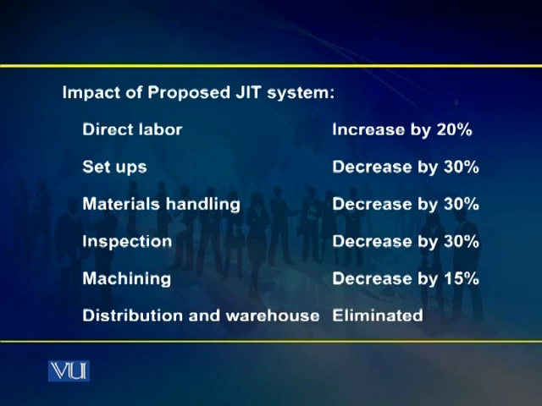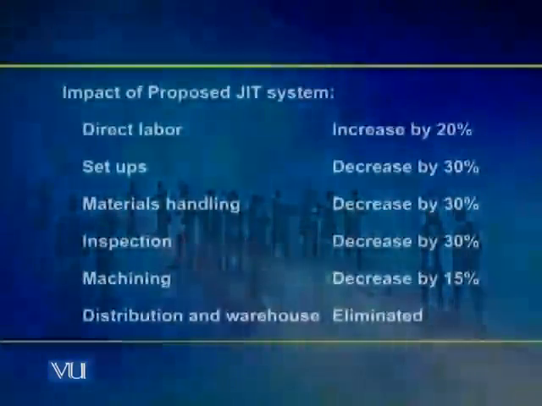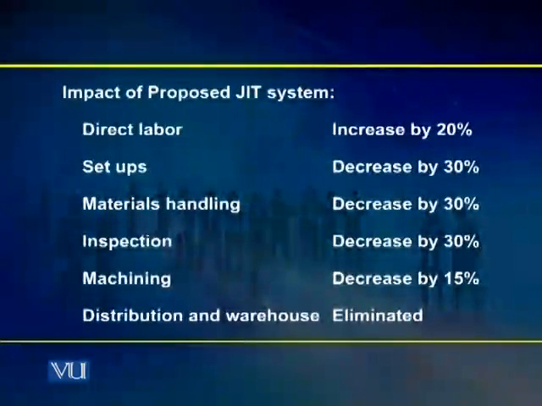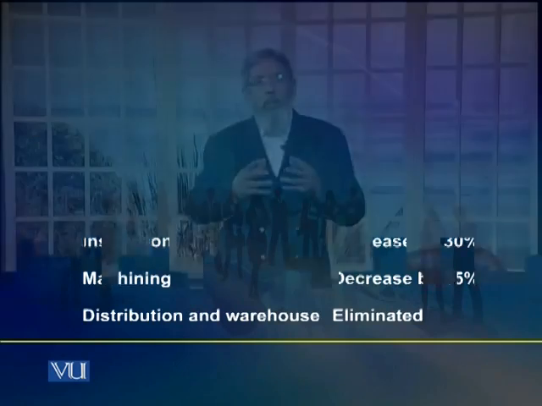By the introduction of a JIT system, you expect some costs to be changed. And as we can see here, and this might be almost typical, that when you introduce JIT systems, the direct labor cost goes up a little bit, in this case 20%. But several of the other costs will be reduced. The setup time, the inspection, the materials handling, and things such as the distribution and warehousing. That can be, in this case, altogether eliminated.